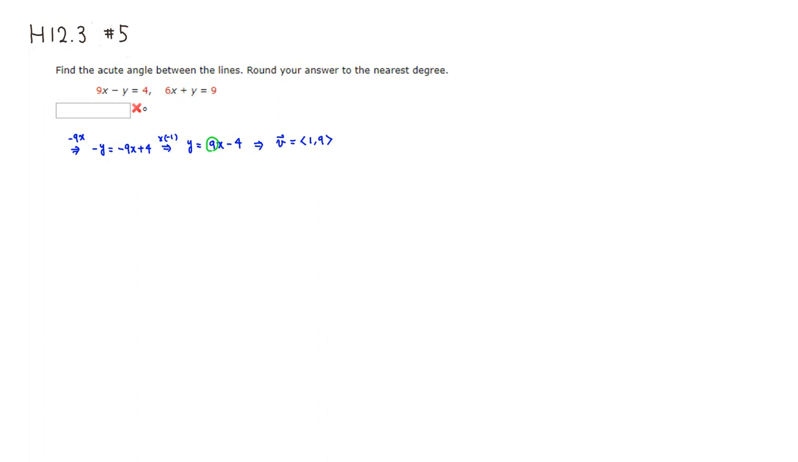All right, and I'll do the same thing with the other line. I'm going to subtract 6x from the second line. So you have y is equal to negative 6x plus 9. Again, we are interested in the slope here. So negative 6 is the slope.